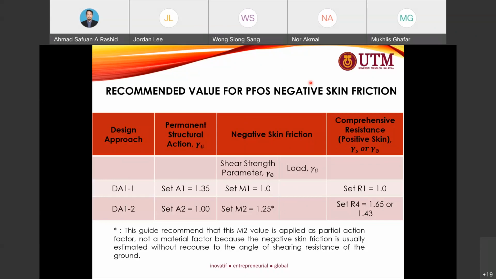While for the compressive resistance, positive skin friction, for the R1 the value of gamma S is the same, but for the R4, the range is from 1.2, 1.65 or 1.43 for gamma S. Honestly, I am also not familiar with this negative skin friction for the piles.